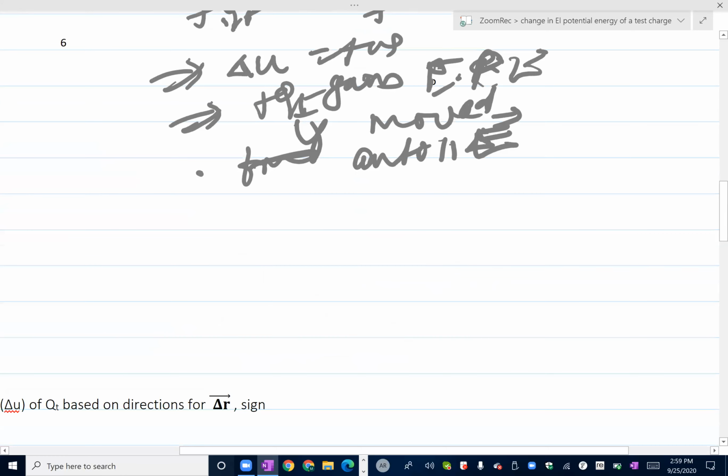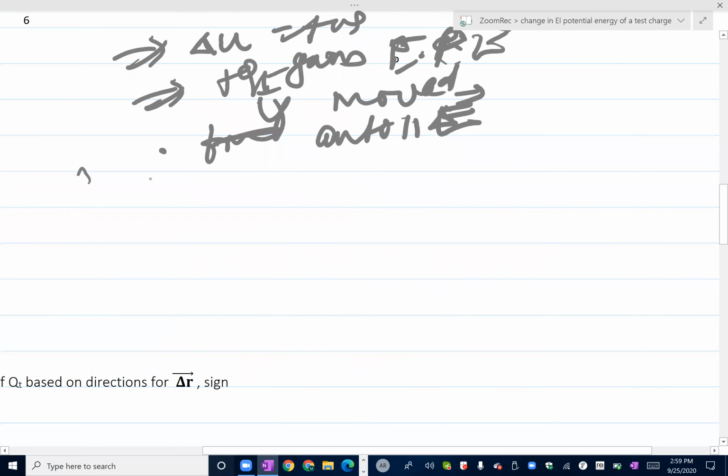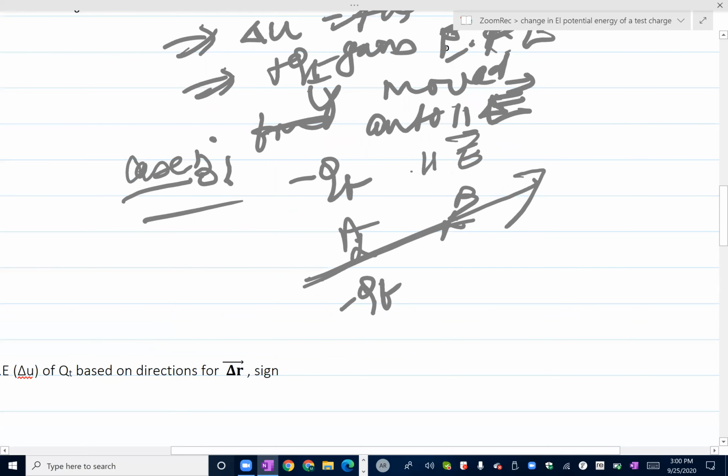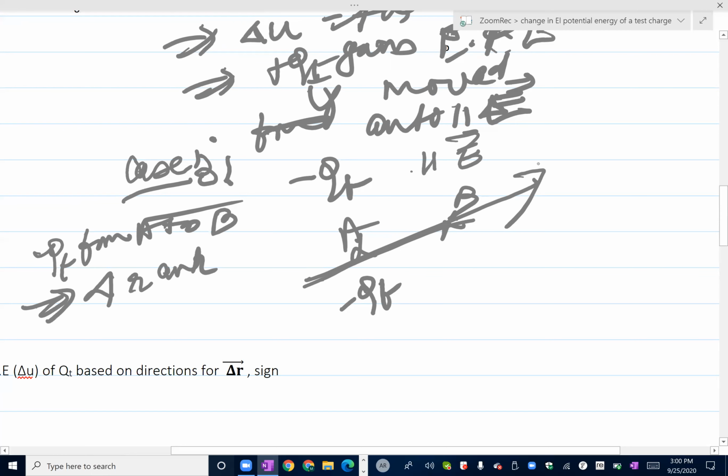This is case 2. Case 3 and 4 I'll take here. What does case 3 say? Minus QT can also be taken parallel to E or anti-parallel to E. Anyway, parallel to E means minus delta V only. So if this is going to be my E, and this is my A and this is my B, but it is now the negative test charge which is carried. So the negative test charge, minus QT, carried from A to B implies delta R is anti-parallel to E.